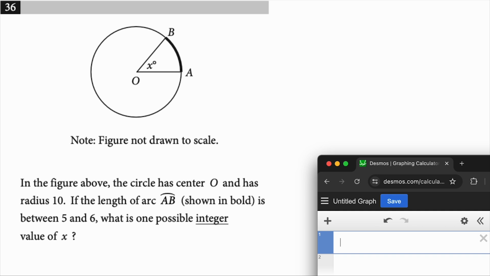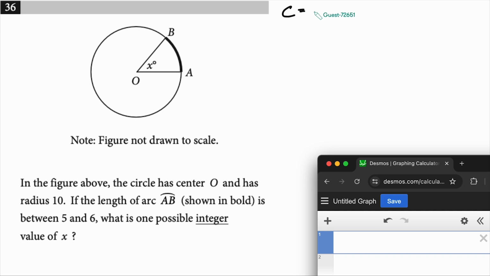In the figure above, the circle has center O and radius 10. If the length of arc AB is between 5 and 6, what is one possible integer value of x? This problem is going to knock a lot of people off their footing because a range of possible values are acceptable. And anytime you have a range of possible values, a good practice is to solve for the lower bound and the upper bound of the range.